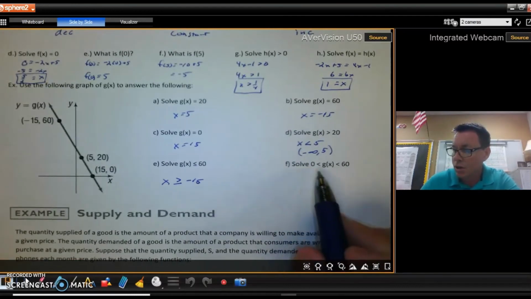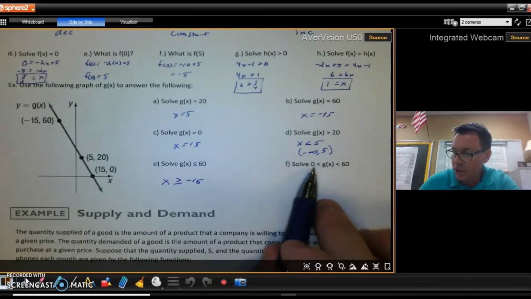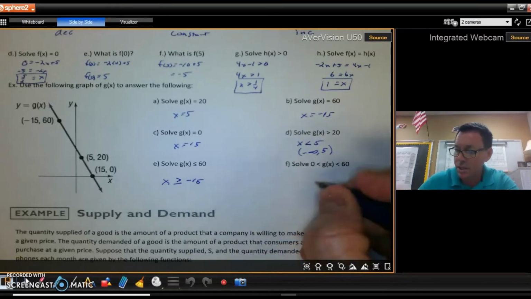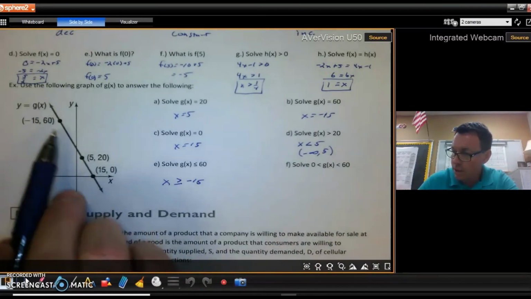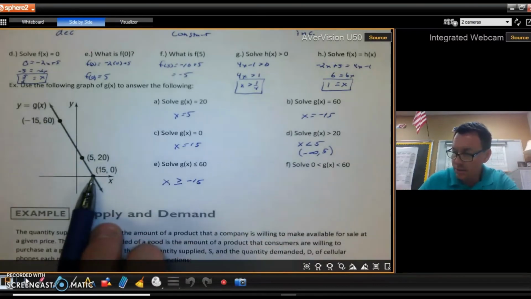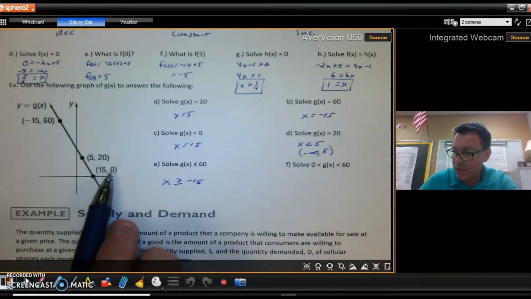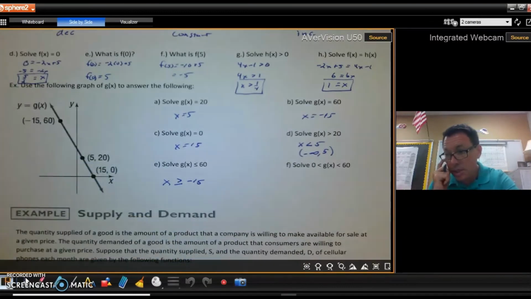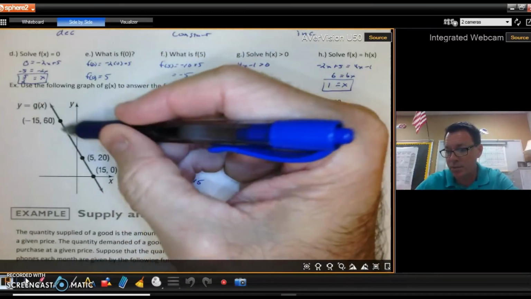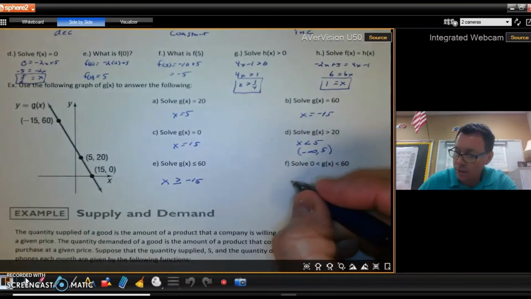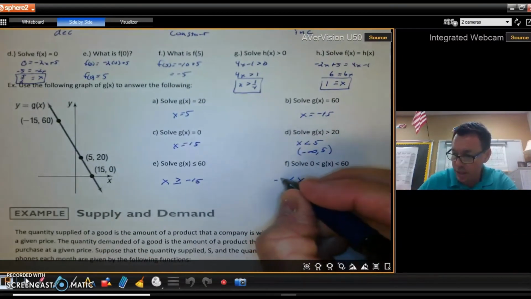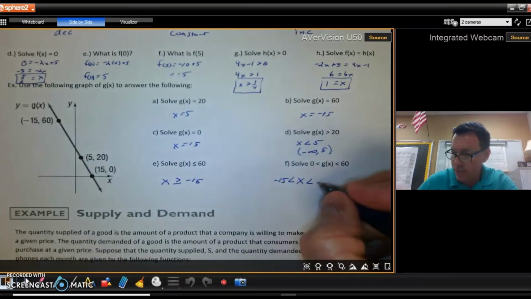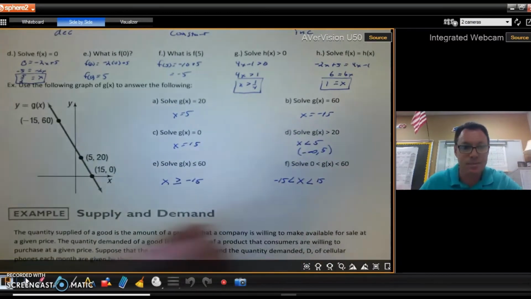All right, solve. When is the function between 0 and 60? So 0 is less than g of x, which is less than 60. All right, so here's 0. So when x is 15, the function is 0. And then at negative 15, the function is equal to 60. So when is our function between these two values? Well, when x is between negative 15 and positive 15. And that's it. That's all we're doing on that.